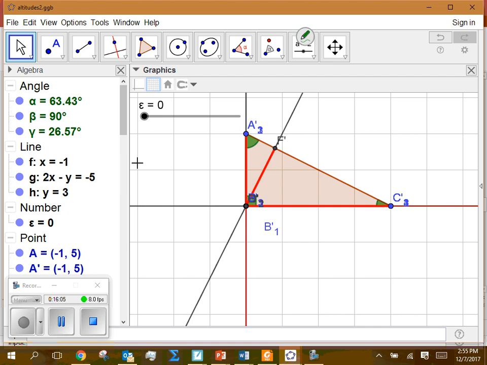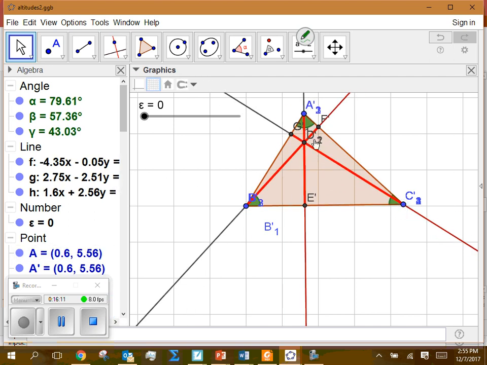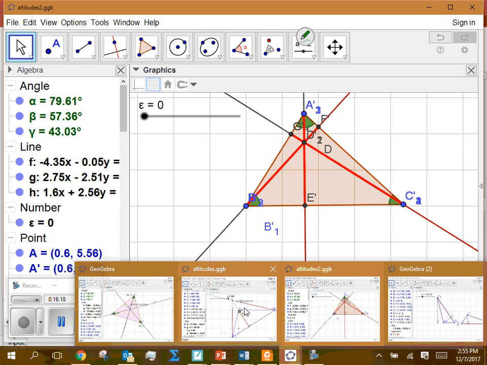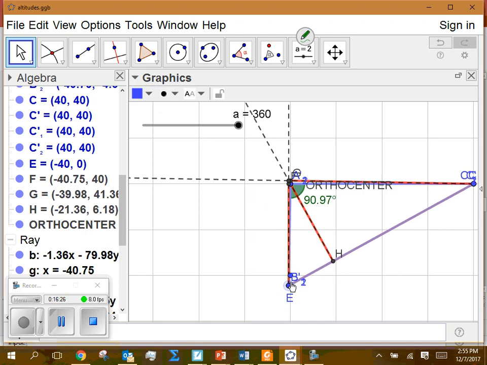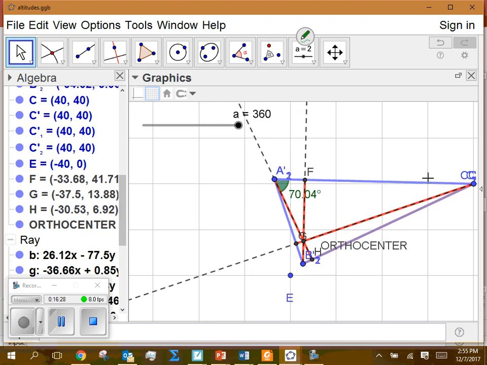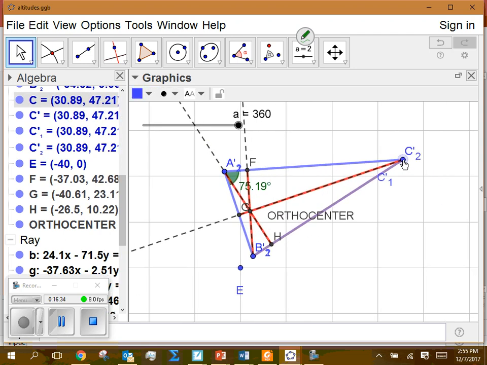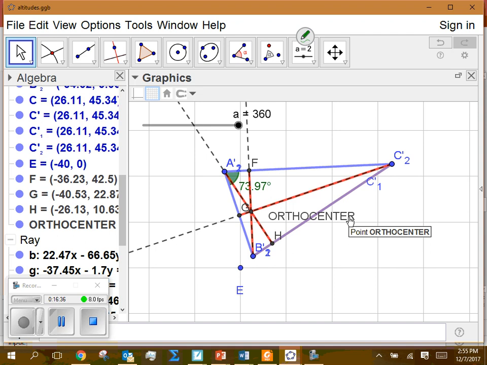Now this point of intersection, the point of concurrency for the altitudes, has a special name. I've got too much stuff going on in that one, so let's go to this one here. That point of intersection of your altitudes is referred to as, you see it written there, the orthocenter. So that's something you want to write down. The point of intersection for altitudes is referred to as the orthocenter.